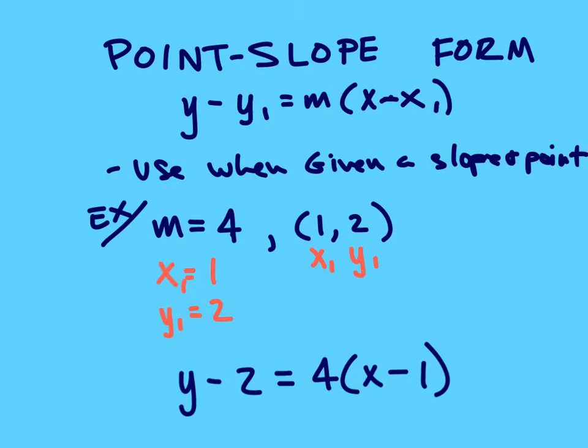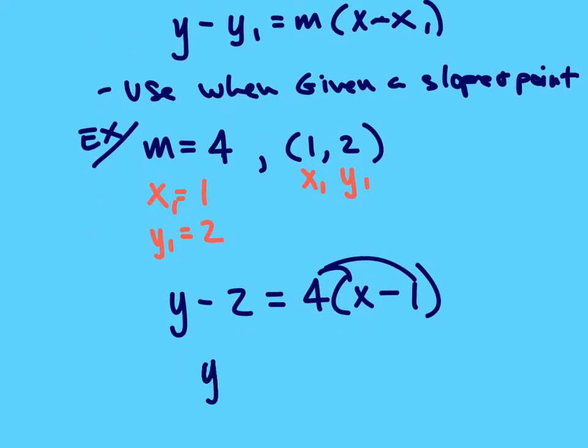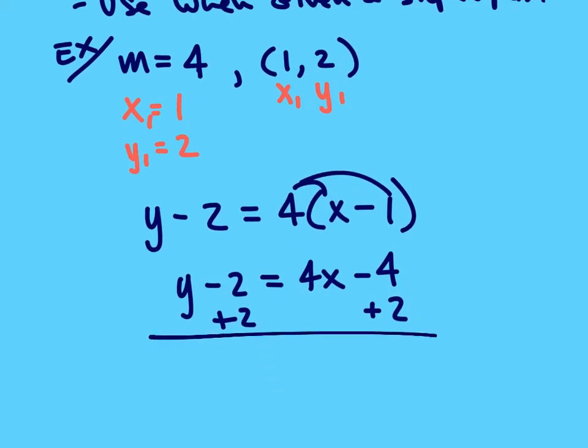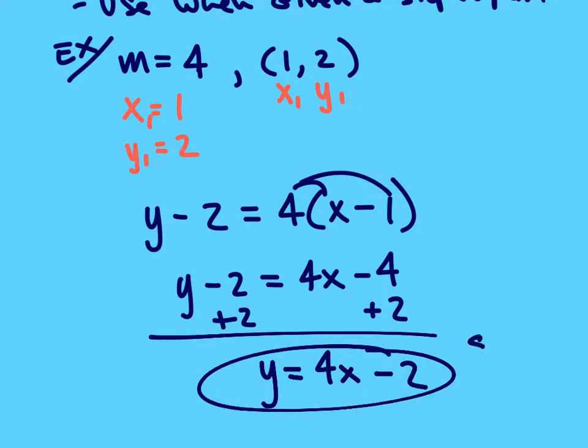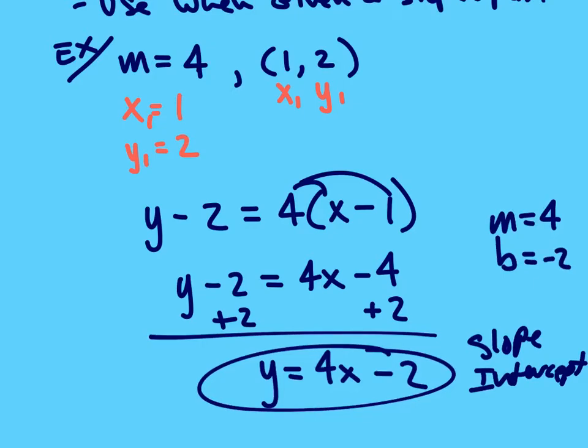So if I distribute my 4, okay, then I'm going to get y minus 2 is equal to 4x minus 4. I'm going to add 2 to both sides, and I'm going to get the equation y is equal to 4x minus 2. All right, so this equation is in slope-intercept form, okay? That's in y equals mx plus b. Now, I know that my slope here is 4 and that my y-intercept is -2, okay?